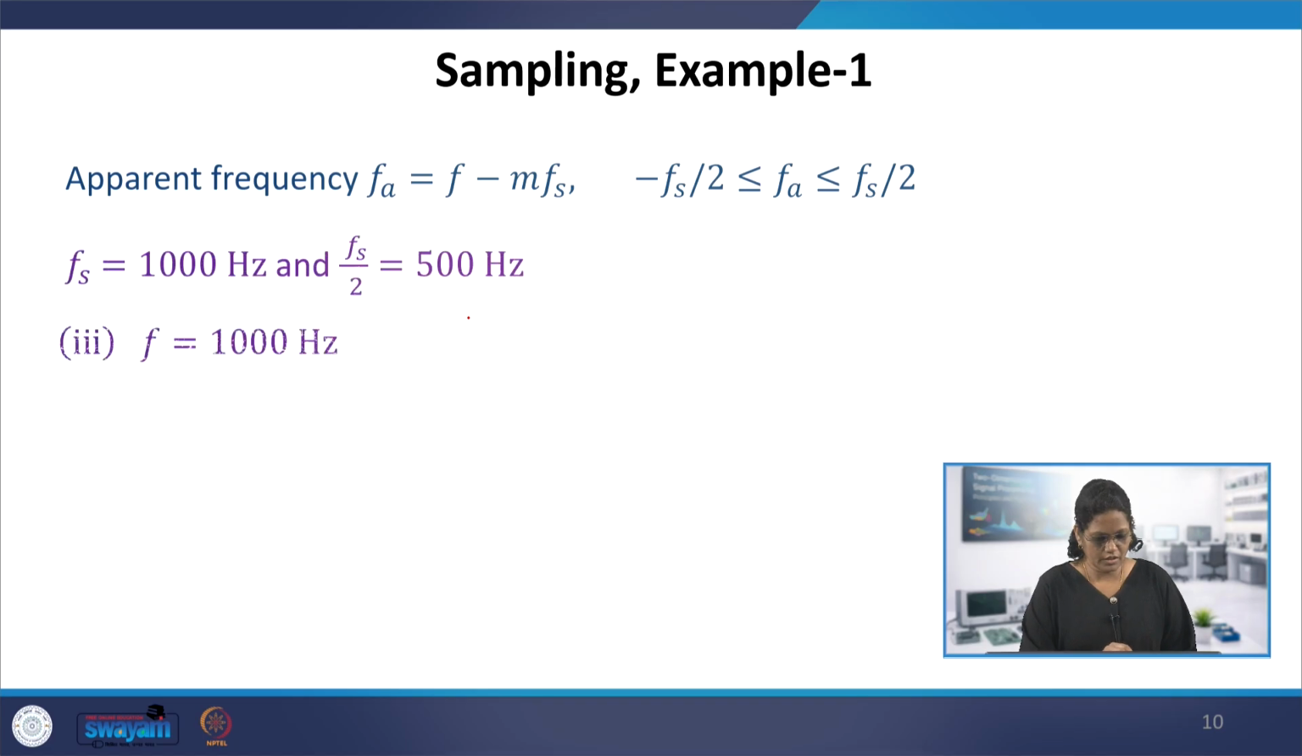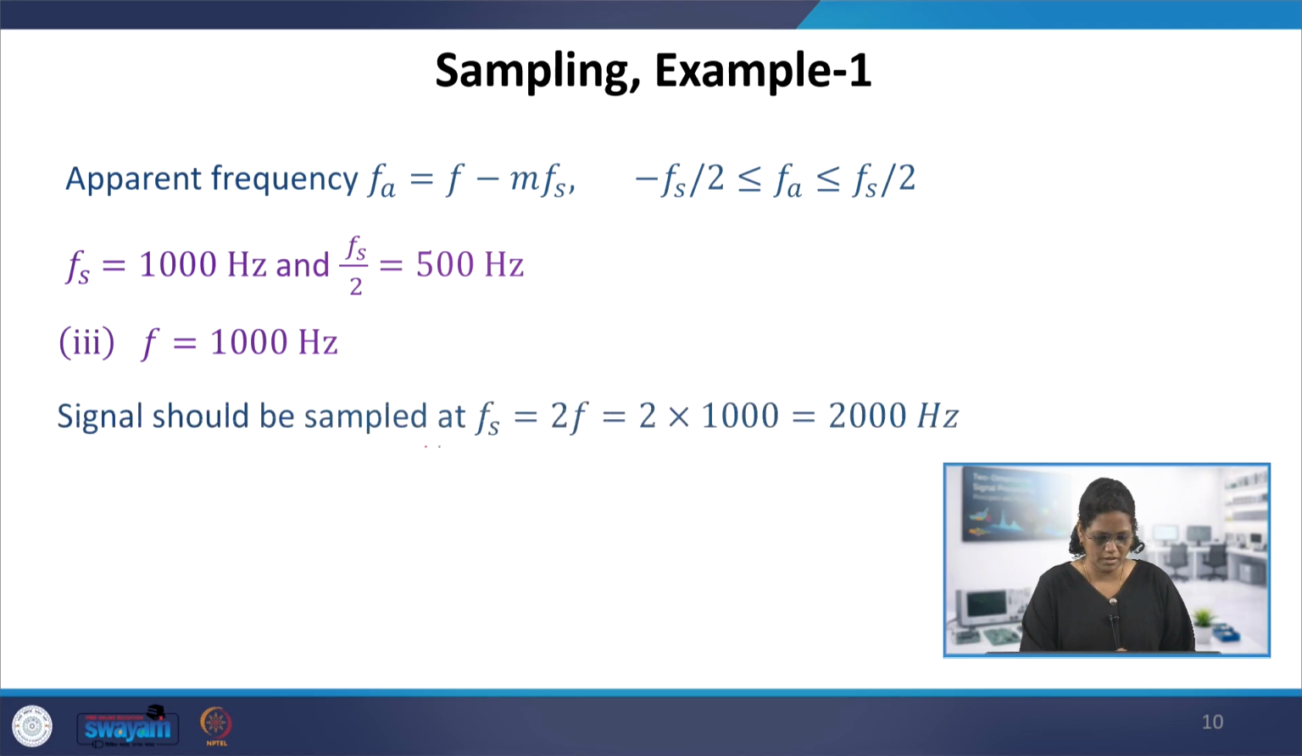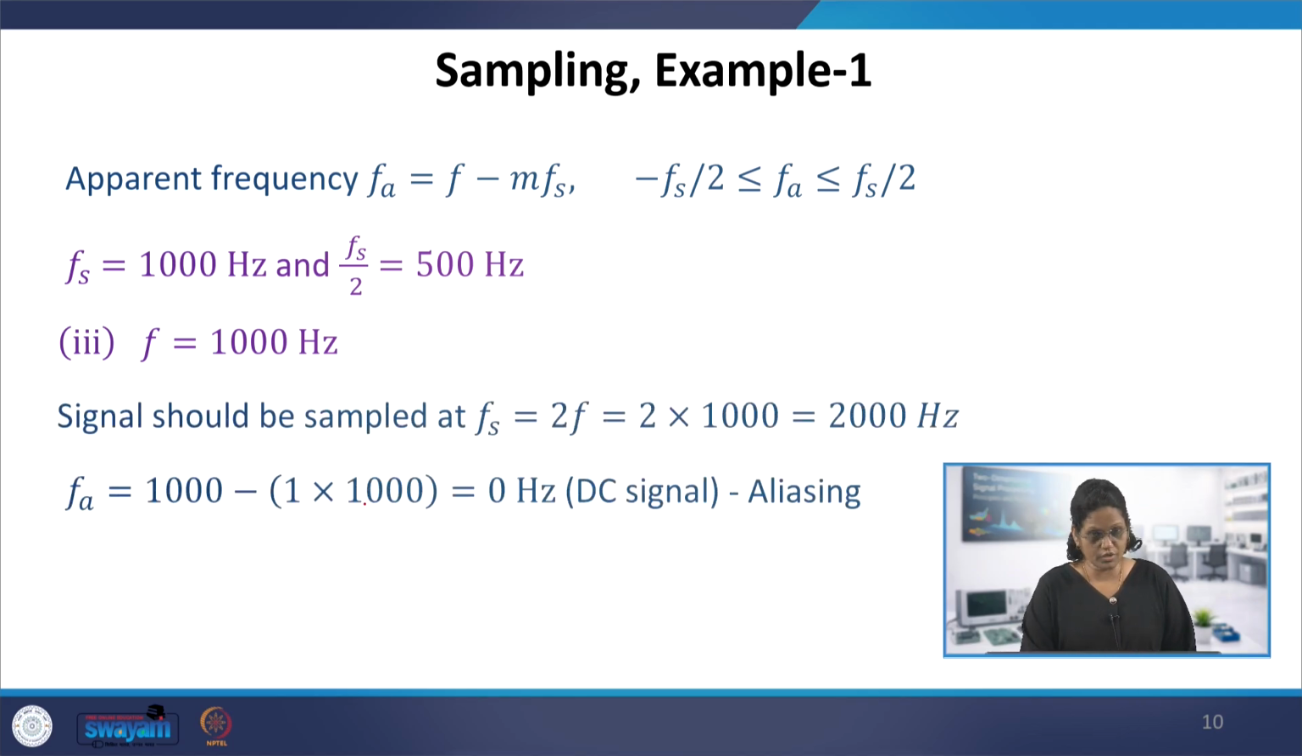So if we take the third case, 1000 hertz, and Fs is 1000 hertz, obviously it should be sampled at 2000 hertz, isn't it? But because of this, in the apparent frequency formula you can substitute f, and m is the smallest integer, f is 2000, and it gets this. So you can see the 1000 hertz signal appearing as DC, that is aliasing again. So the high frequency becomes low frequency here. Similarly in the previous case also.